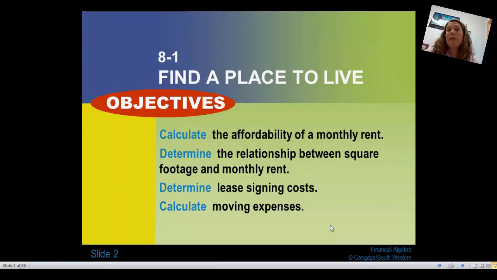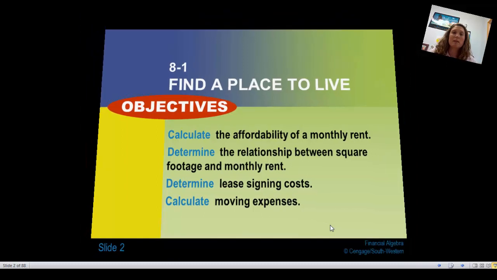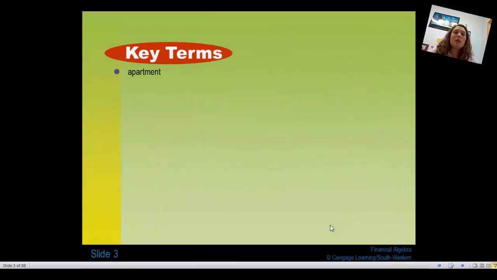For 8-1, finding a place to live, we're going to calculate the affordability of monthly rent, determine the relationship between square footage and monthly rent, and determine lease signing costs, and calculate moving expenses. Our key terms: the apartment.